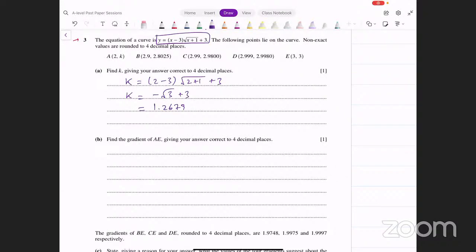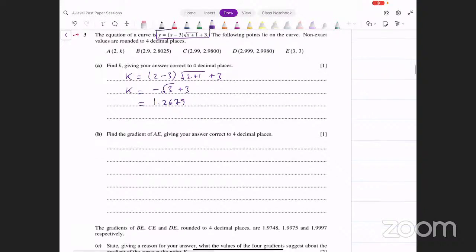अभी second part देखते हैं. Second part में इसने क्या कहा है? Find the gradient of AE. Find the gradient of AE, giving our answer correct to 4 decimal places. Okay, so A से E तक का gradient find कर ले. Again, gradient formula apply करना है, y2 minus y1 और x2 minus x1.